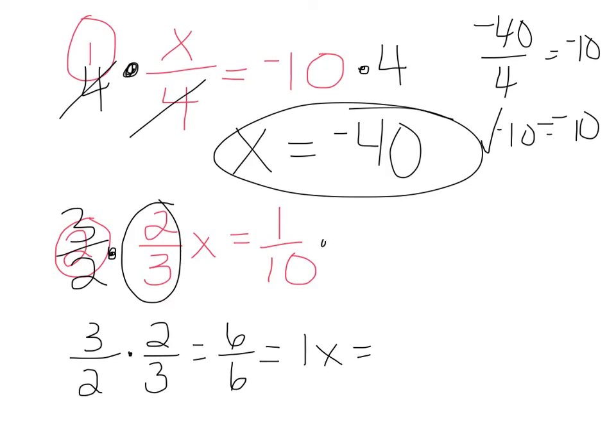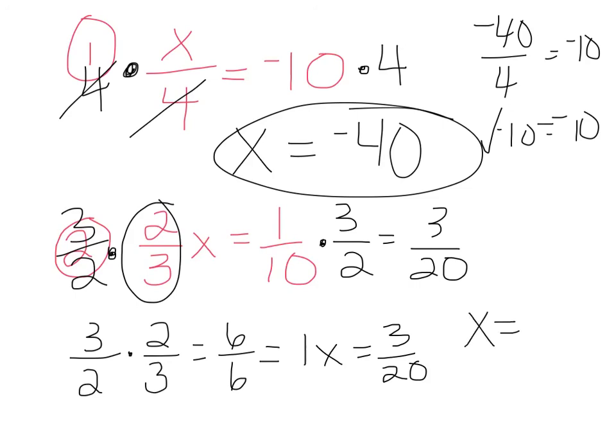Alright, and then on this side we're going to have to multiply by the same thing, so 3/2. And when we do that, we get 3/20, which I can put down there, and we cannot reduce that at all. They both don't divide by 3. So your answer would just be x, or 1x, equals 3/20.